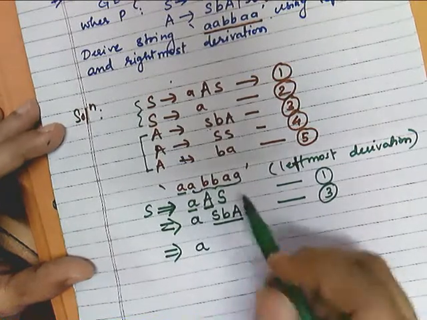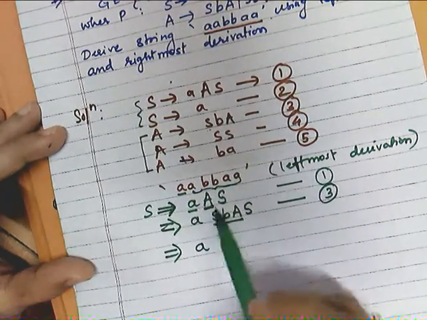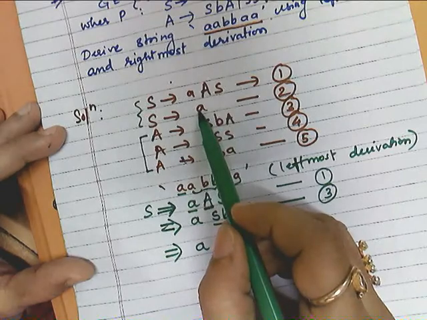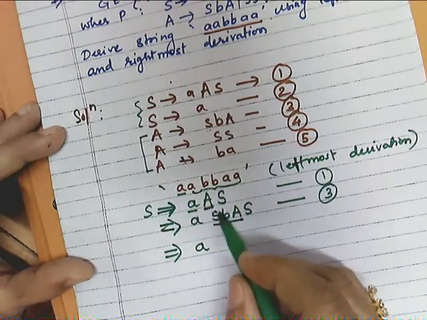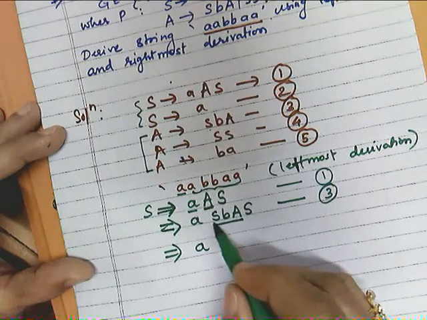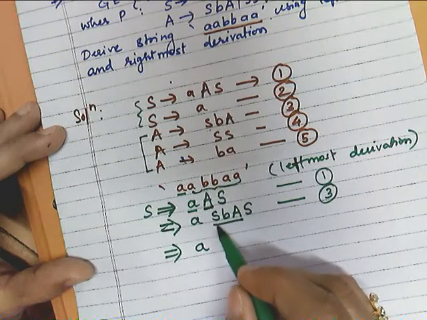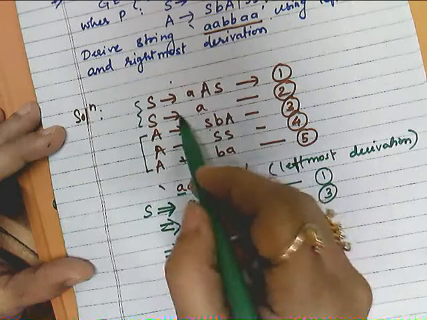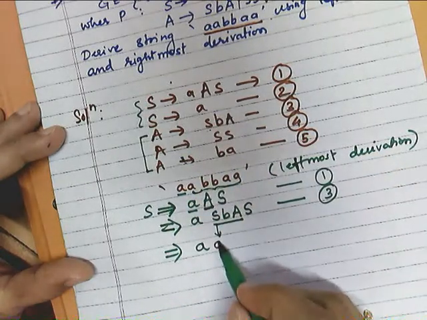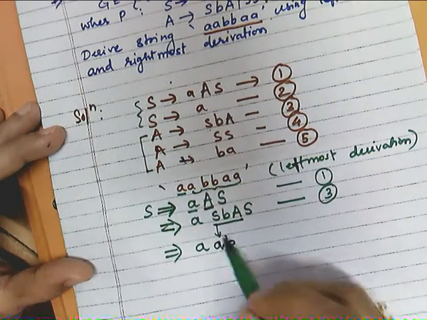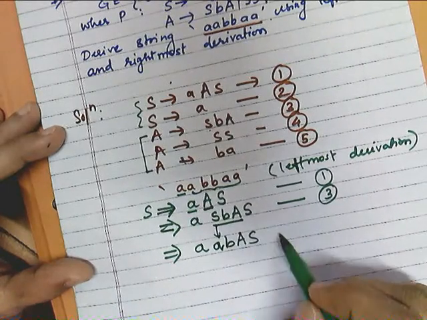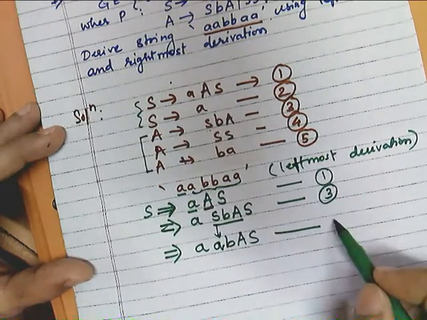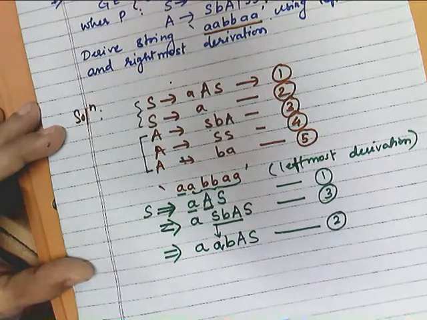Next, will we be able to get the next A? Yes, we can get next A by using rule 2. So again, which is the leftmost non-terminal? Leftmost non-terminal is this S. So for this S we will be using second rule and we will be getting A, then B, then capital A and S. So here by using which rule did we get this production? We got it using the rule 2.